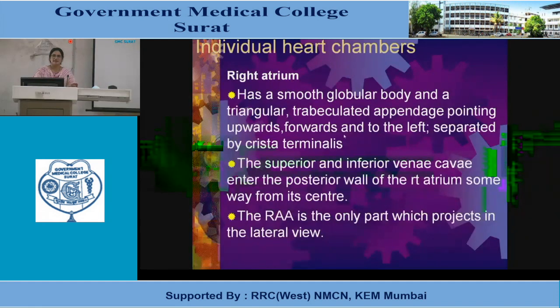Now coming to the individual heart chambers. The right atrium has a smooth globular body and a triangular trabecular appendage pointing upwards, forwards and to the left, separated by the crista terminalis. The superior and the inferior vena cava enter the posterior wall of the right atrium some way from its center. The right atrial appendage is the only part which projects in the lateral view.